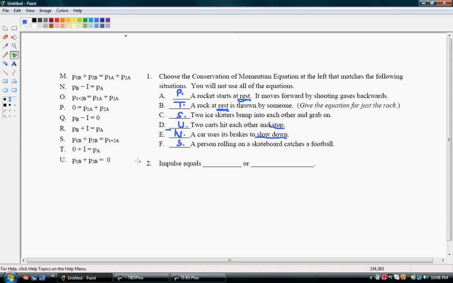Okay. For number 2, impulse equals force times time, and it's also equal to our change in momentum. Alright, so in our conservation of momentum equation, we have momentum before plus or minus impulse equals our momentum afterwards. Okay, so impulse is how we add or subtract momentum to a system, so our impulse is our change in momentum.